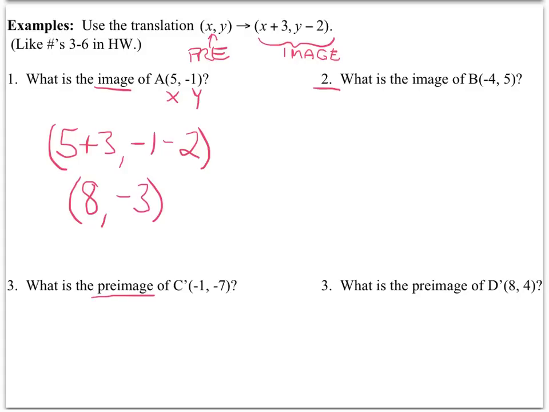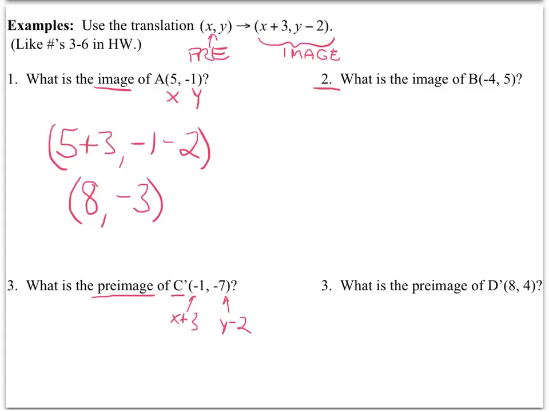They're asking for the pre-image of the coordinate that's given. Notice how it is marked with the C prime. C prime usually means the image, so that prime notation usually represents an image. So we're actually given this in terms of, well, negative 1 is equal to x plus 3, and negative 7 represents the y minus 2. So what we have to do is start from the image and go back to the pre-image.